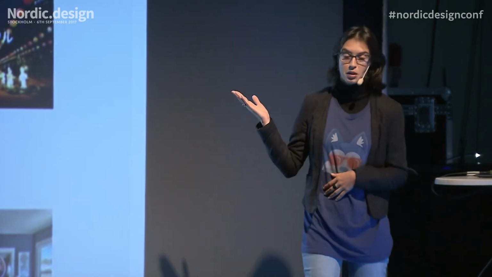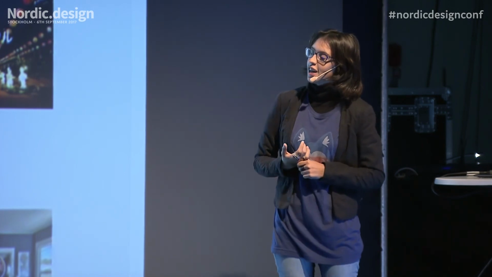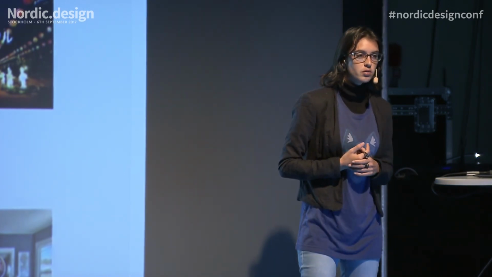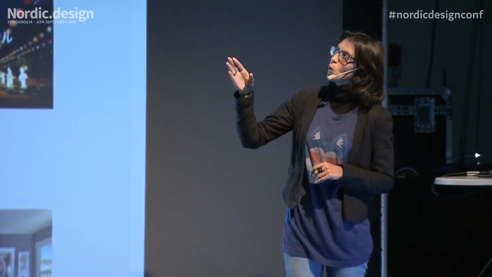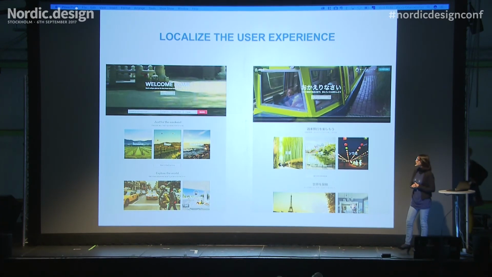And so this is an example of Airbnb. I'm definitely not an expert on Airbnb, but I think it's a very relevant example of what can be done. On the left side, it's the American homepage, and on the right side, it's the Japanese one. And I don't know if you see, the main difference is that there is no search bar in Japan.